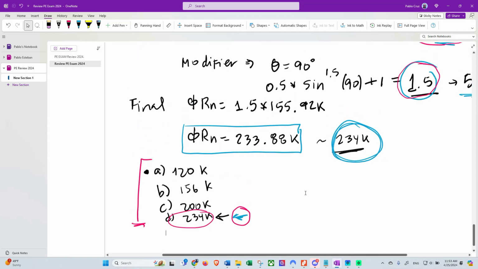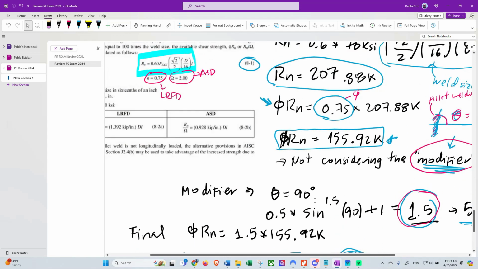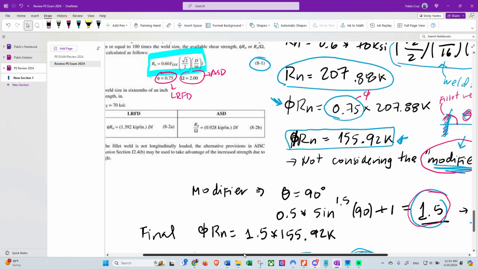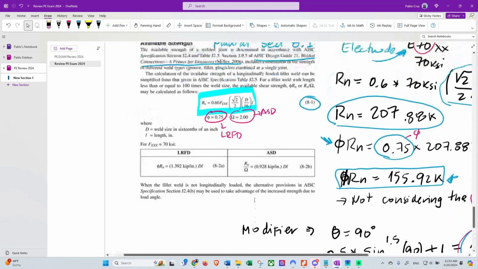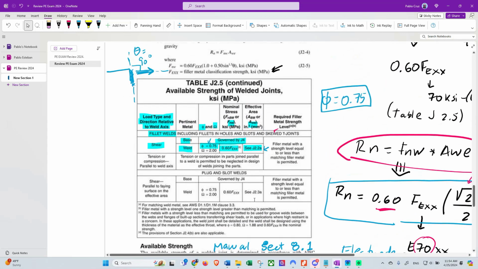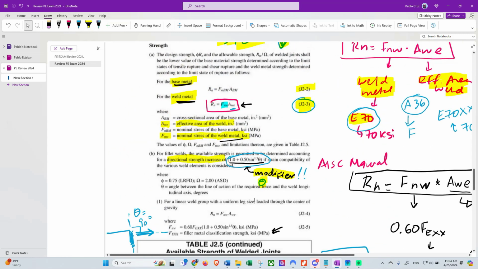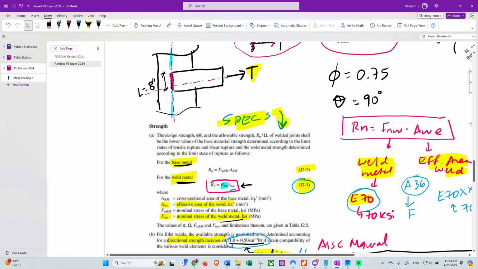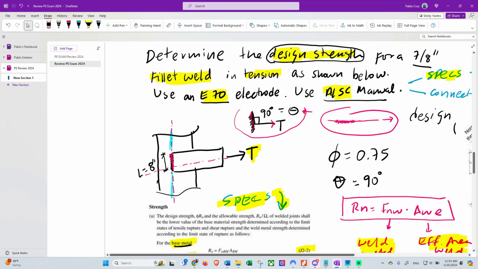So hopefully this helped you to get a better understanding of the process to check the design strength for a welding joint in tension. You know, some problem like this we are looking at.